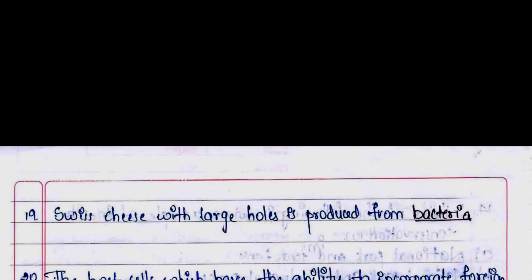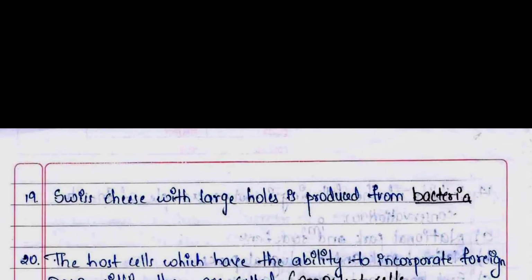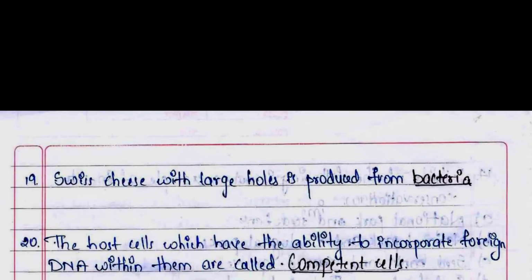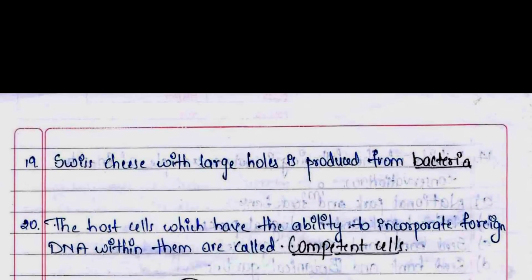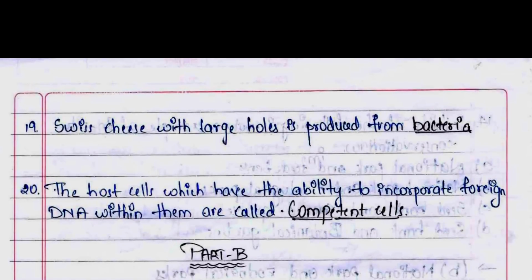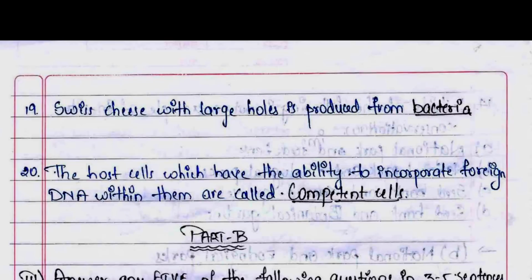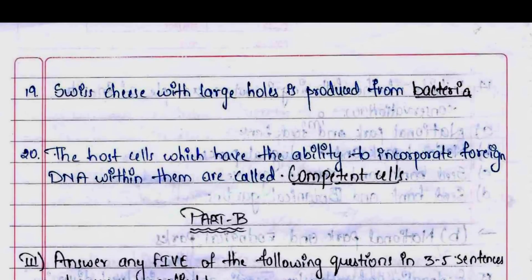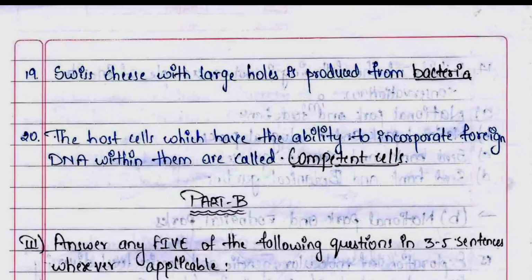20. The host cells which have the ability to incorporate foreign DNA within them are called dash, and the answer is competent cell. Part B, third bit. Answer any 5 of the following questions in 3 to 5 sentences wherever applicable.